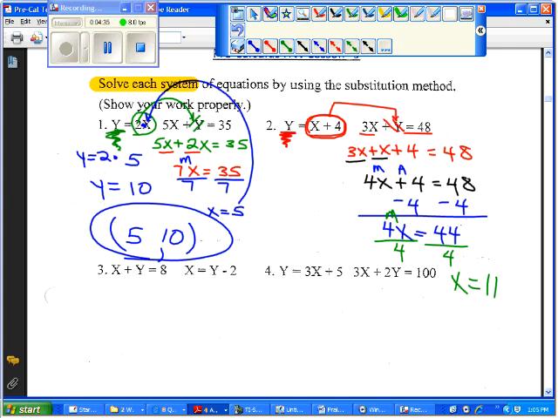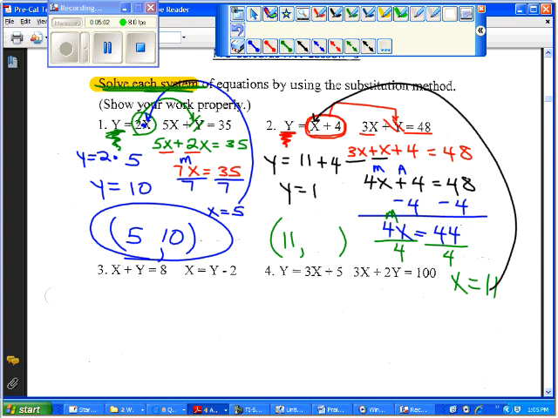Now again, what are we looking for? What are we trying to do? Solve the system. We want the solution to the system. The solution to the system is the one x, y that makes them both true, which would be the point of intersection in the graph. So the y. To get the y, we can take what we got for x and plug it in over here. y is equal to x, which is 11, plus 4. So y is equal to 15.